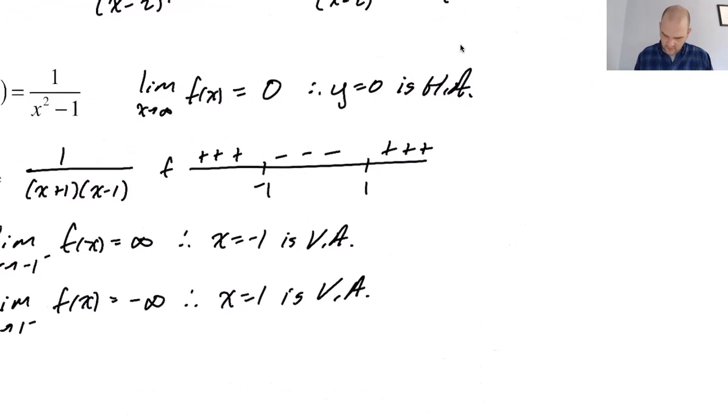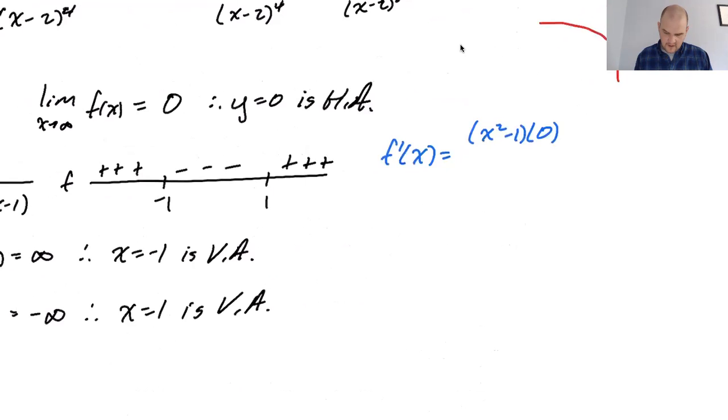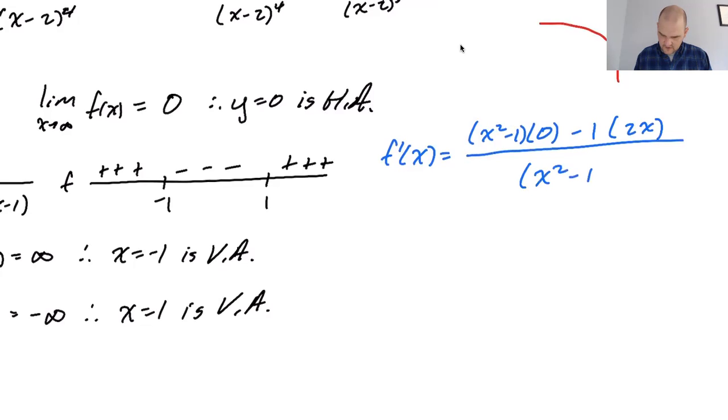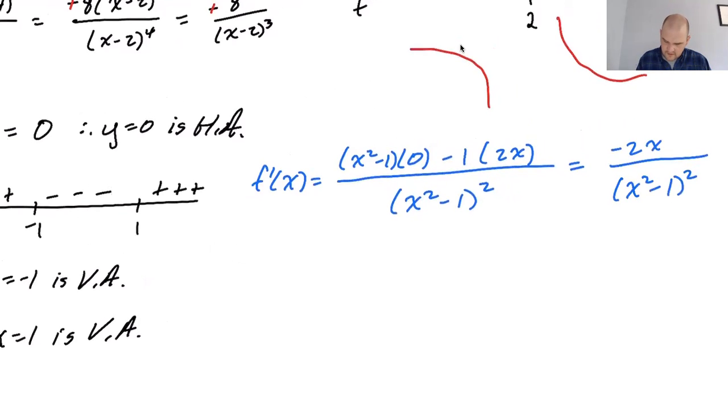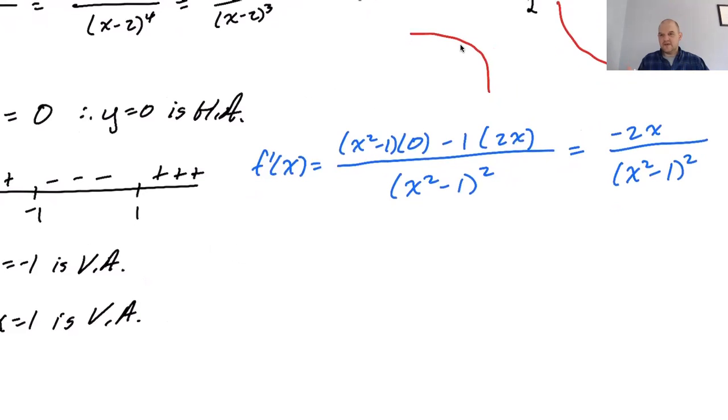All right, so f prime. I'm going to switch colors. So f prime of x is the bottom, x squared minus 1, times the derivative of the top, minus the top, which is 1, times the derivative of the bottom, which is 2x, over the bottom, x squared minus 1, squared. Okay, so what does this give us? That's negative 2x over, this is not going to be a pleasant second derivative to take, x squared minus 1 squared.